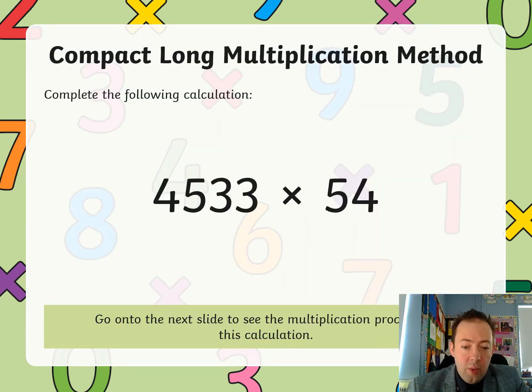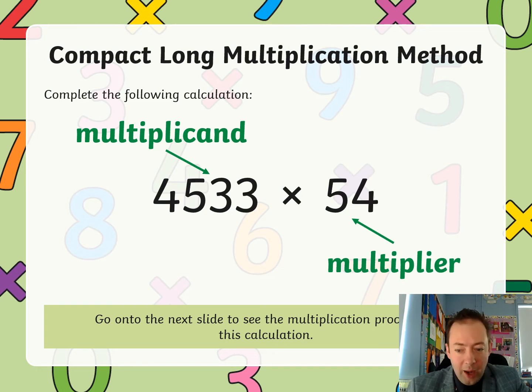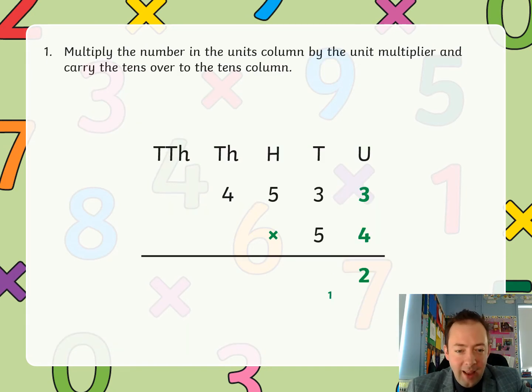Okay, so we've got 4,533 and we're timesing it by 54. The big one is called the multiplicand, which I find really hard to say, and the other one is the multiplier. So you don't really need to know those words, but now you know. Here's what it looks like. So remember, I'm setting it out like that. Normally I put the bottom line in, but you don't need to.